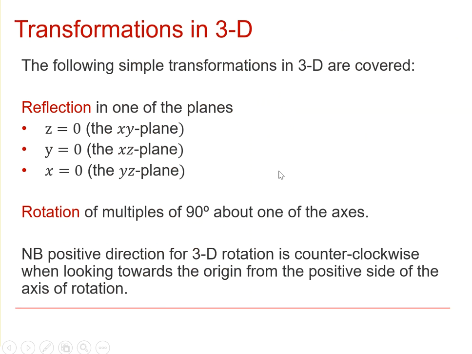We need to consider a couple of simple families of transformations in 3 dimensions: reflections in each of the planes defined by x equals 0, y equals 0 and z equals 0, and rotations of just multiples of 90 degrees about one of the axes.